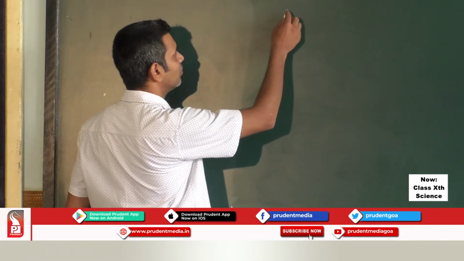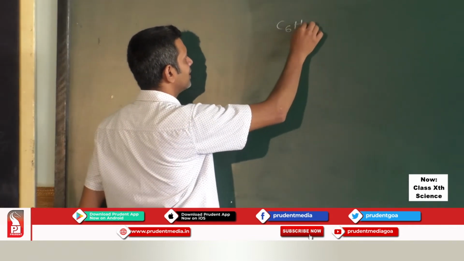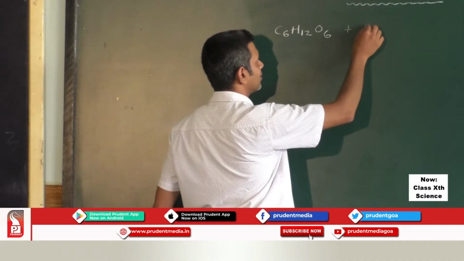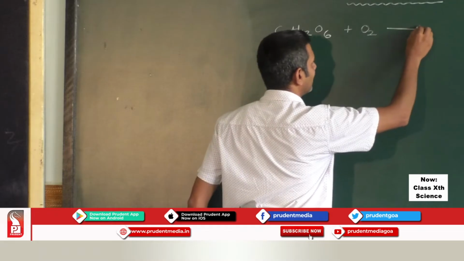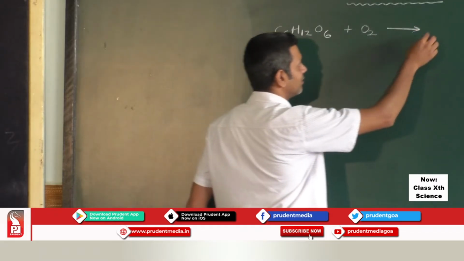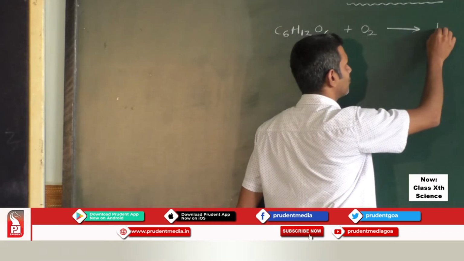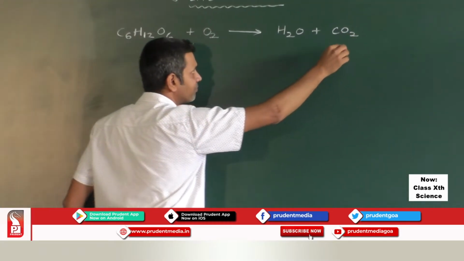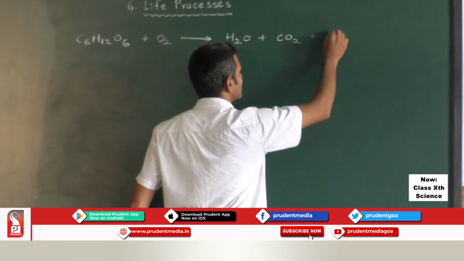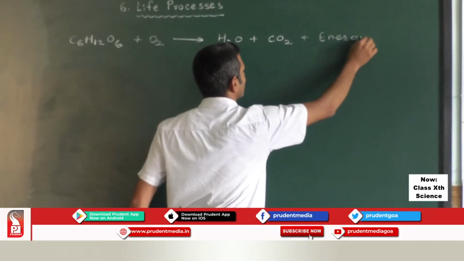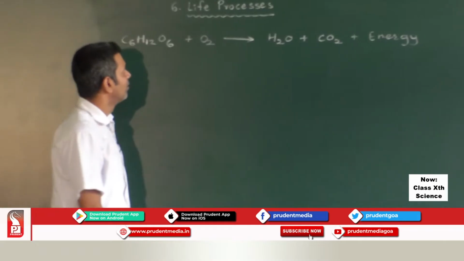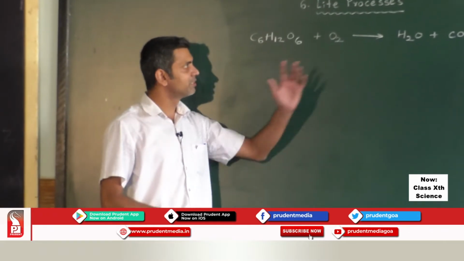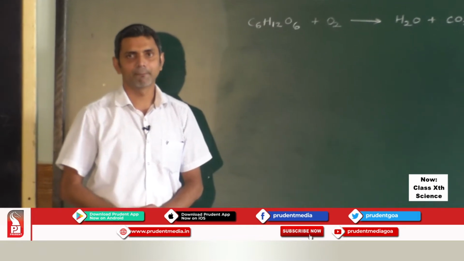So, glucose, C6H12O6, reacts with oxygen, and when glucose reacts with oxygen, water is formed, carbon dioxide is produced, and energy is released. So this equation represents respiration.